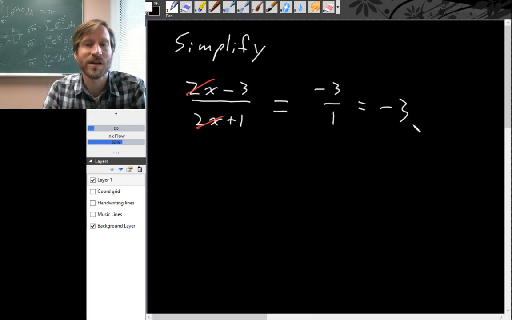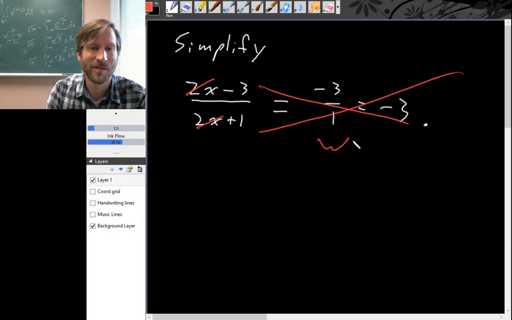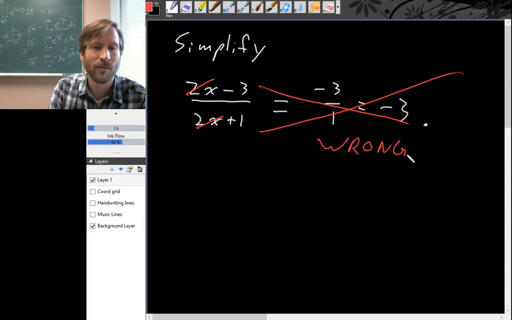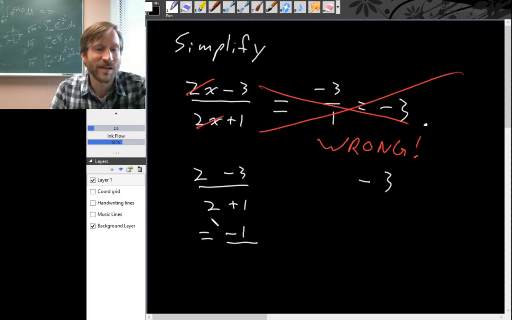And so this is minus 3. Is that right? No, that's not right. So all of this is wrong. If you were simplifying 2 minus 3 over 2 plus 1, could you cancel the 2's? Well, if you did, you'd end up with minus 3 like before, but what you actually get is 2 minus 3 is minus 1, and 2 plus 1 is 3. So we get minus 1 over 3 instead of minus 3. So these aren't equal. These are very different.